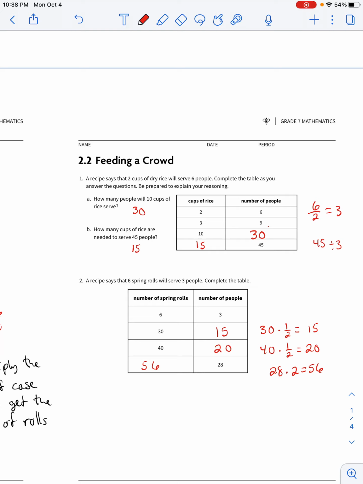Okay, this next one says a recipe says that 6 spring rolls will serve 3 people. Complete the table below. If 6 feeds 3, 3 divided by 6 is equal to 1/2. So we're going to use that 1/2 to multiply the number of spring rolls to find out how many people it will feed. If it's 30, 1/2 of 30 is 15. 1/2 of 40 is 20. On this last one, we're given the number of people it feeds. So instead of multiplying by 1/2, you divide by 1/2, which is the same as multiplying by 2. To find the number of spring rolls you need, you take 28 times 2, which gives you 56.